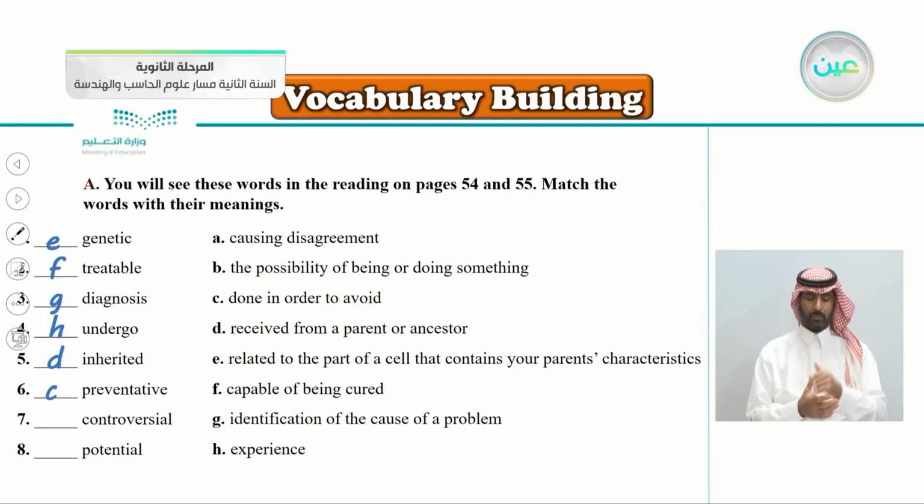Number 7, controversial. This is an easy one, controversial. Yes, it goes with the letter A, controversial, causing disagreement, something we don't agree on. Controversial, causing disagreement. And the last one, potential, goes with the letter B, the possibility of being or doing something. Potential, the possibility of being or doing something.